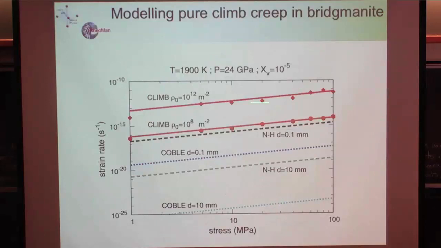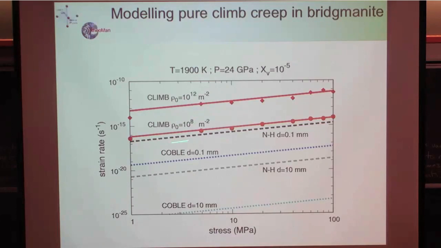Is it efficient enough? Let's compare this mechanism with diffusion creep, for instance. Here we have the strain rate as a function of stress. We compared with Nabarro-Herring creep or Coble creep. Nabarro-Herring diffuses inside the grain; Coble diffuses along the grain boundaries. Small difference. Of course, to compare, we need to parameterize. The diffusion creep depends on the grain size, so I've plotted here a range between 0.1 millimeter and 10 millimeter.